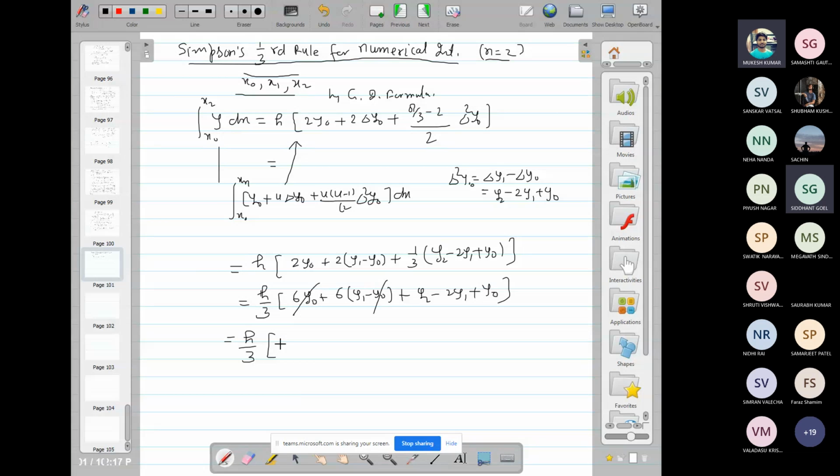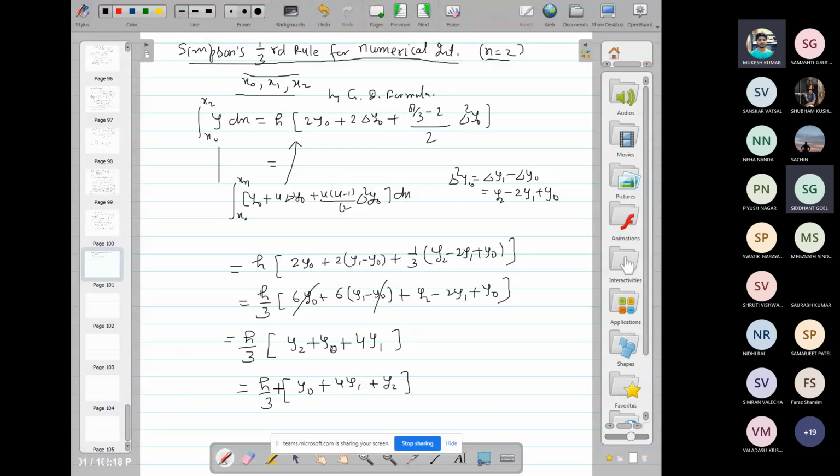So 6y1, so y2 plus y0 plus 6y1 minus 2y1, so plus 4y1. This can be written as h by 3 times y0 plus 4y1 plus y2.